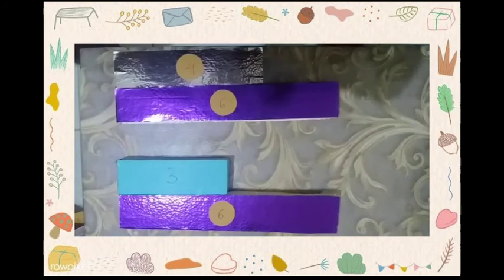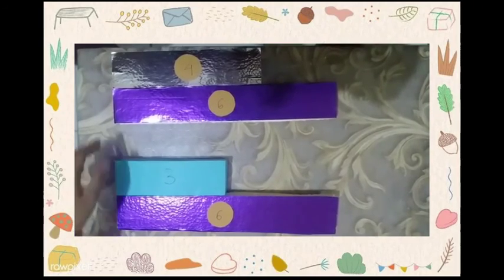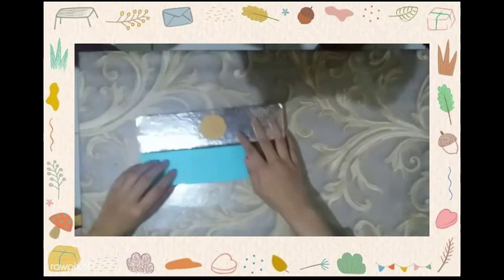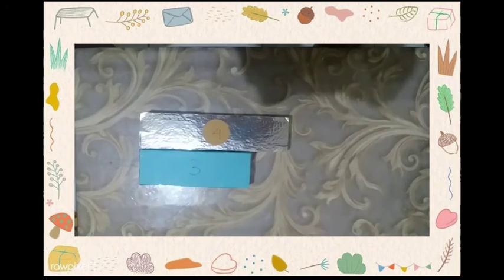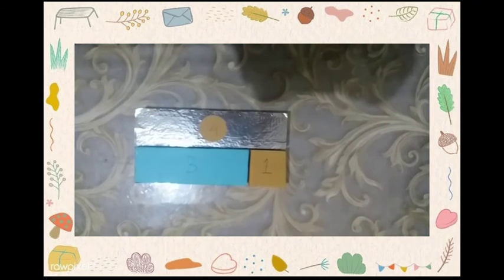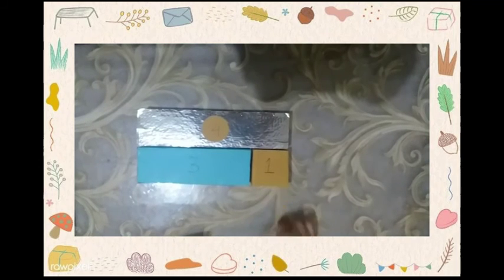To subtract the numerator, we put the silver rod on top of the blue rod. Then the rod that satisfies the number subtracted is the brown rod. So there is 1 unit remaining.